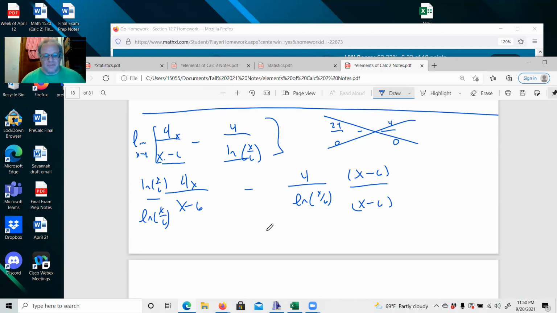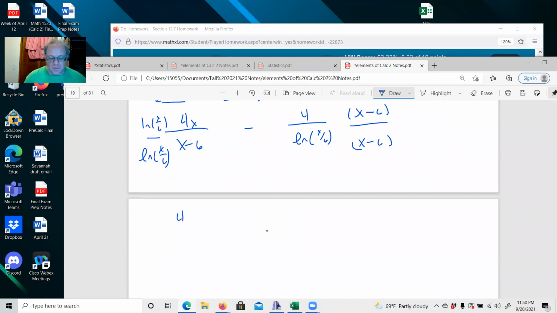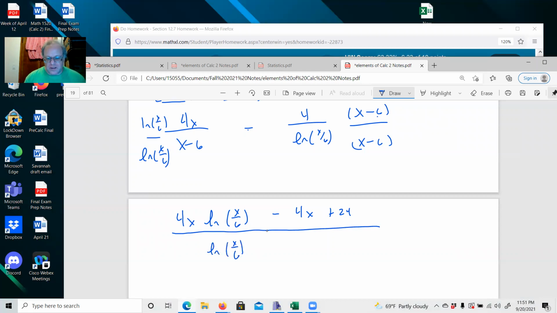So here we have 4x ln of x over 6, minus 4 times x minus 6, which is minus 4x plus 24, divided by ln of x over 6 times x minus 6. I should have written this before, because that's how we do it.